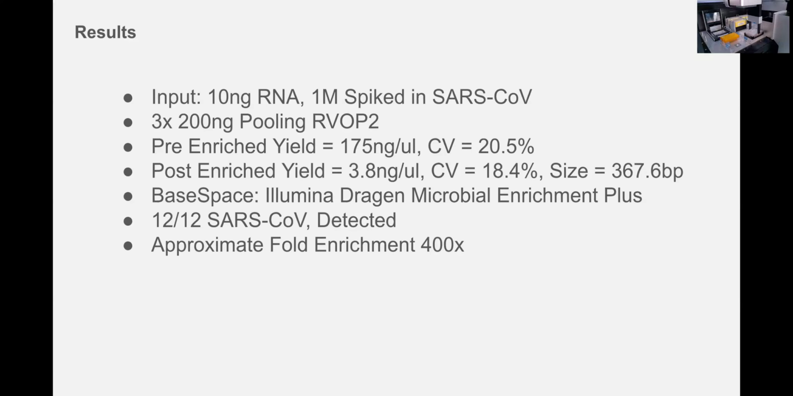This was sequenced. This was put onto Illumina's BaseSpace and then analyzed using the Dragen Microbial Enrichment Plus, that little app on their BaseSpace platform, and it's detecting 12 out of 12 SARS-CoV-2.